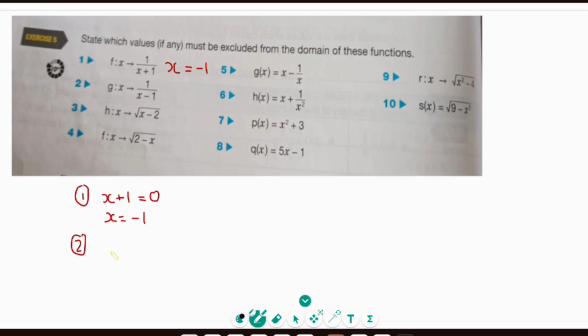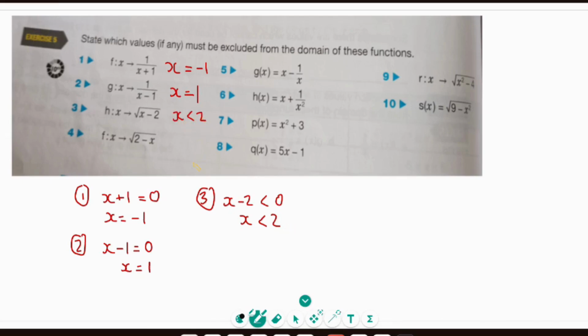Cannot divide by 0. Again, I'm going to put my denominator equal to 0, make x the subject, x equals 1, must be excluded from the domain. This time we don't want it to be negative. The reason I'm putting it less than 0 is because I'm looking for the values that must be excluded from the domain. Add 2 to both sides.